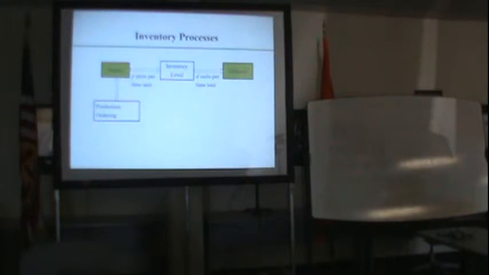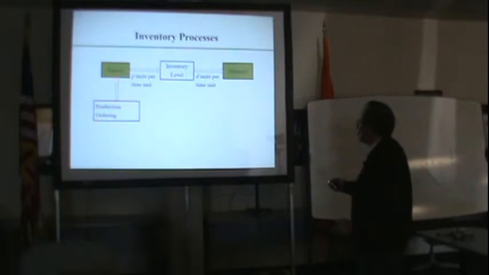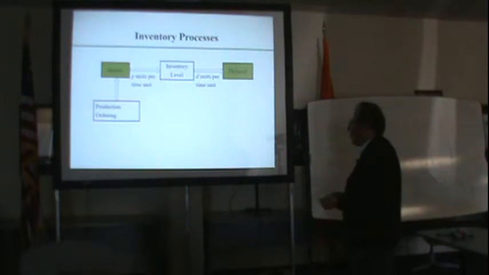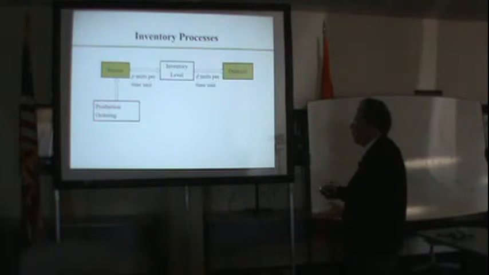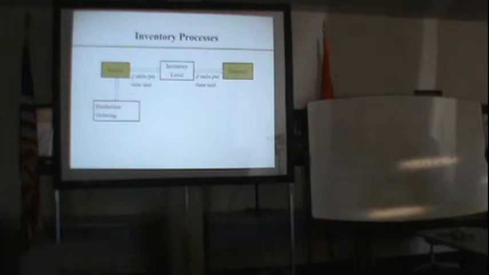I'm going to talk about the inventory processes. In inventory processes, there is a source for some item. It could be a service. Okay, there is a source for one particular item. That item can be either ordered or it can be manufactured. So there are 2 ways to get your items: producing them or ordering them.